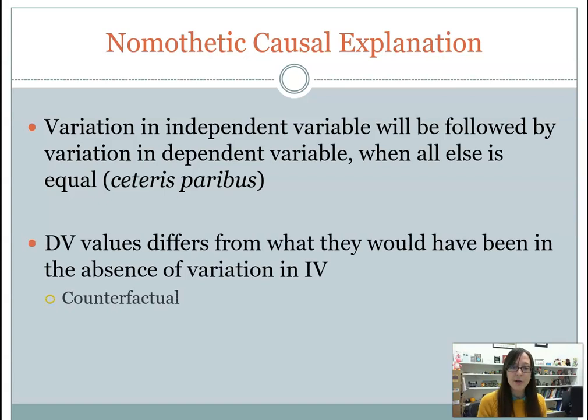And so the dependent variable's values are going to differ from what they would have been in the absence of the independent variable. So this is what's called the counterfactual. And the counterfactual is kind of a weird concept. It's basically this hypothetical: what would have happened had that independent variable either not been there or not had an effect. And so it's not the same as a control, but it's kind of like that idea.